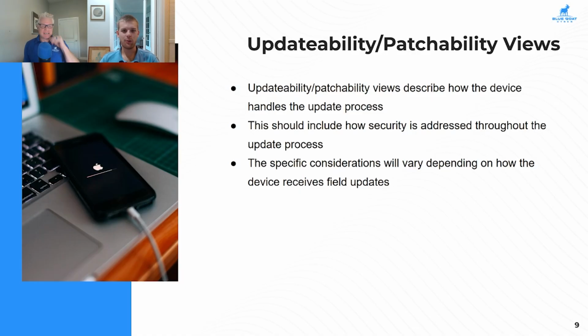But what we're trying to do with these views is talk about how the device handles the update process and how security is covered in that update process. It's a little bit unique depending on the device. Obviously, every device is going to receive updates in a different way.